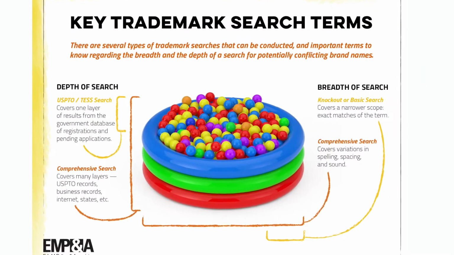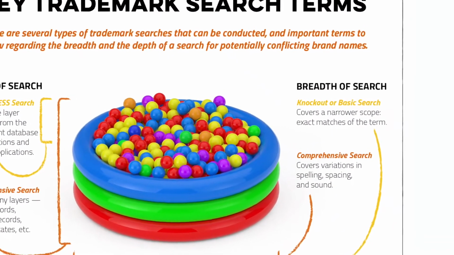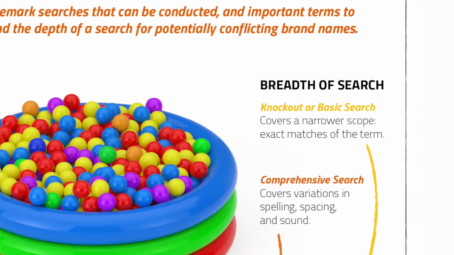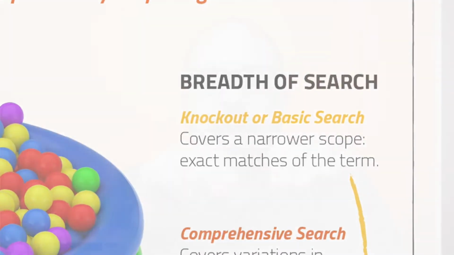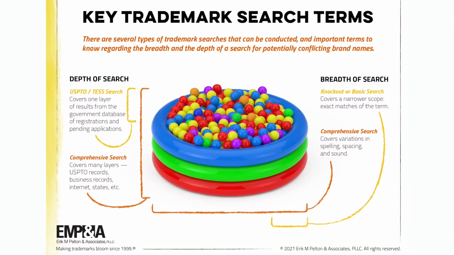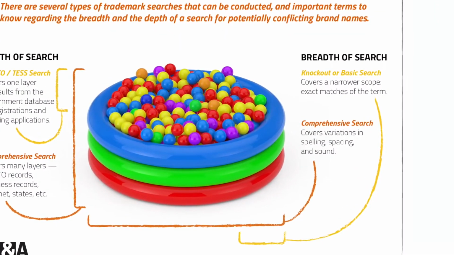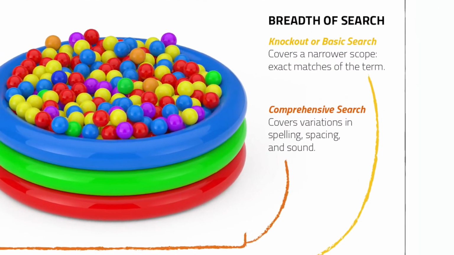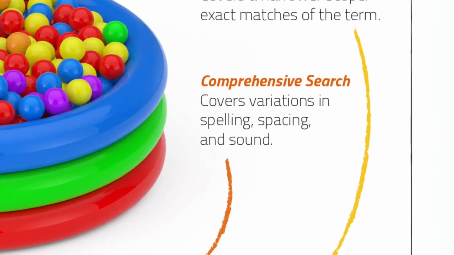Now, the breadth of the search is how wide of a net you're casting within those layers. If you're doing just a knockout or basic search, you're really just looking in one particular area. You're saying, is there something that's almost exactly what I'm looking for? I think it's right here. Or are you doing the more comprehensive search that's covering all different types of variations of the spelling, the sound, the spacing of the name that you're considering?